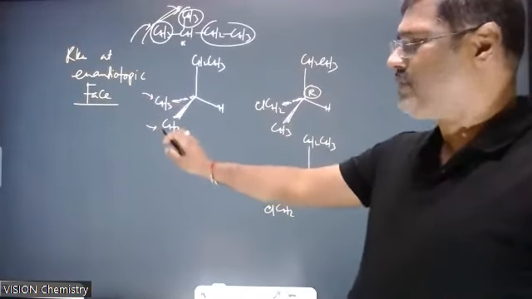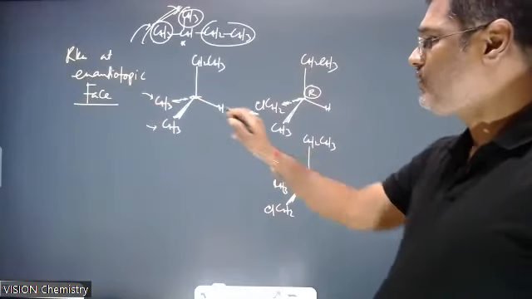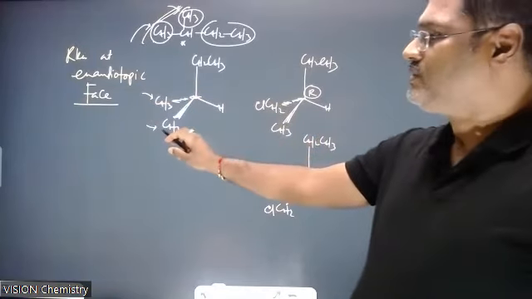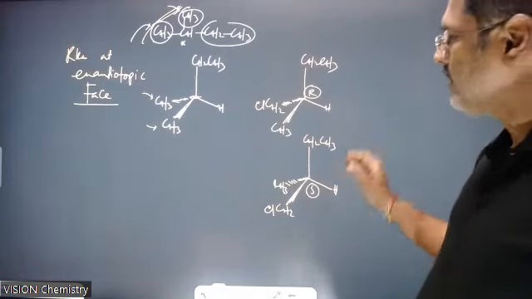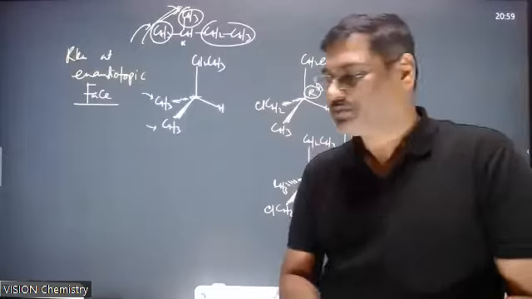50% attack will be here, 50% attack will be there, but attack on this place makes this one a chiral center. We get this one, 50%. Attack on this place, we get this one, 50%. We get here the 2 products, total 6 products. Okay.